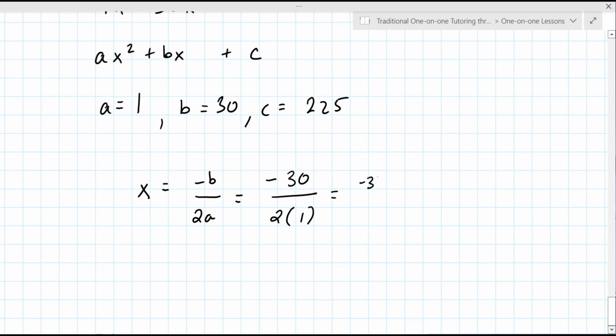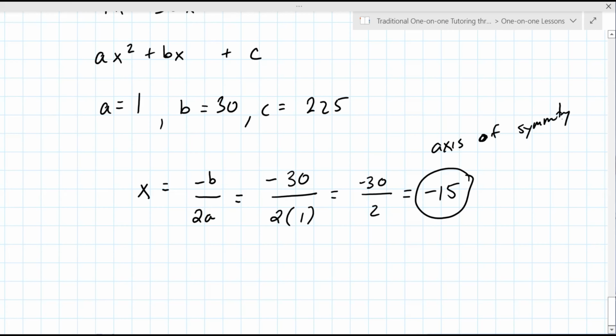Okay, so minus 30 over 2, what does that equal? And if you need to use that calculator, please do that. Negative 15, good. And that right there is your axis of symmetry, the x coordinate of the vertex. All right, so let's try another one here. Or if you need a moment to get these notes down, let me know. No, I'm good. Okay.